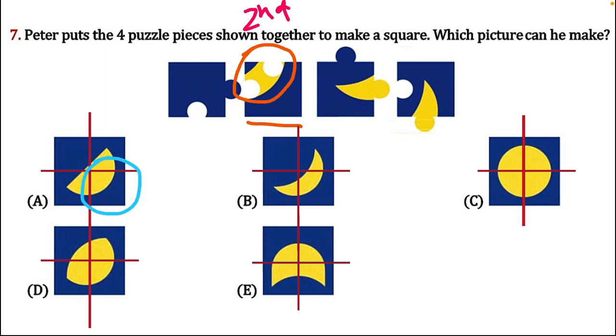Second piece, can you please check that in the second piece there is a yellow color and the corner piece is the blue one, so it is not matching with A, because it is filled with the yellow portion only. So it is incorrect. Option number A is incorrect. Let's move to option number B.